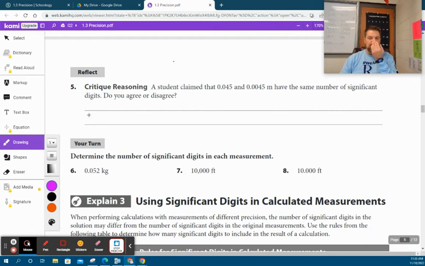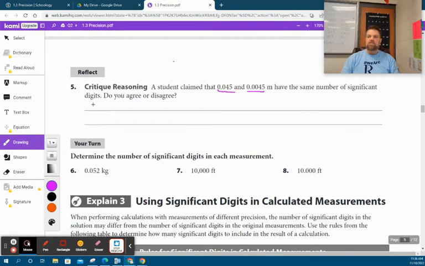So to pick up where we left off, we're talking about precision and accuracy, and so this is a critique reasoning. A student claimed that 0.045 and 0.0045 meters have the same number of significant digits. Is that true or not? Do you agree or disagree?